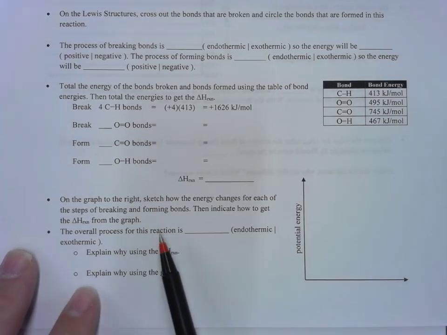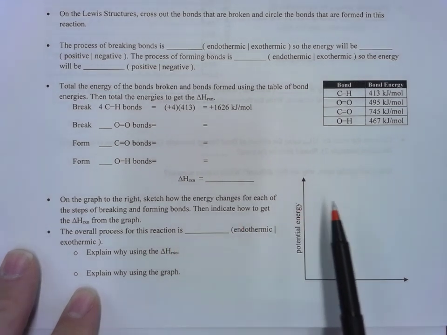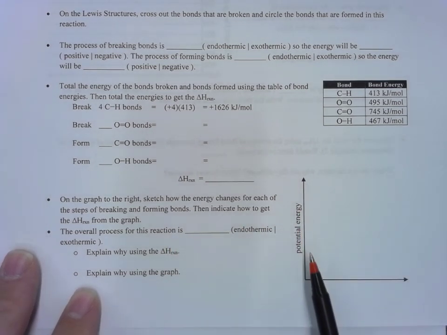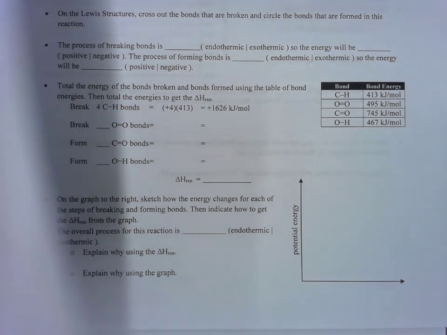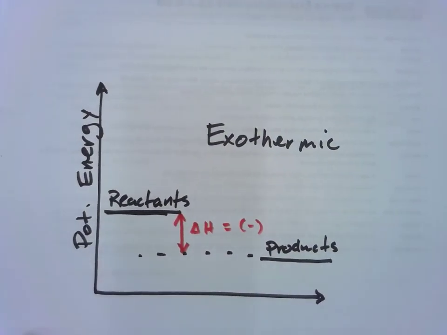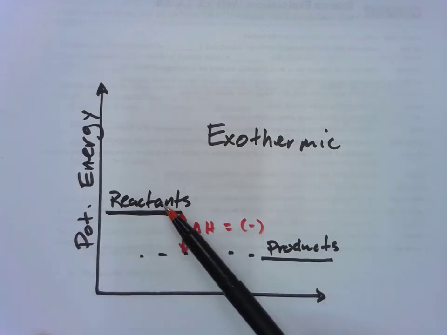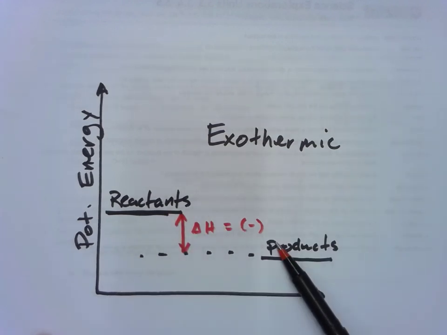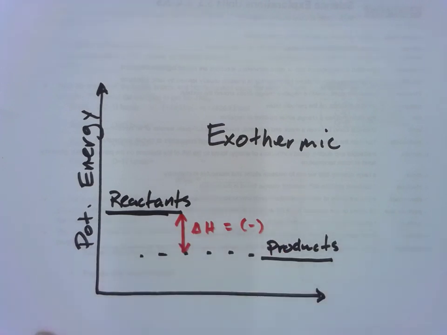Okie dokie. Back to notes 11.1 part 2, and I'm going to focus on this potential energy graph. I want you to think back to first semester, when we drew a graph similar to this. What this said is, in a chemical reaction you have reactants and products, and you have potential energy stored between the bonds of these reactants and products.